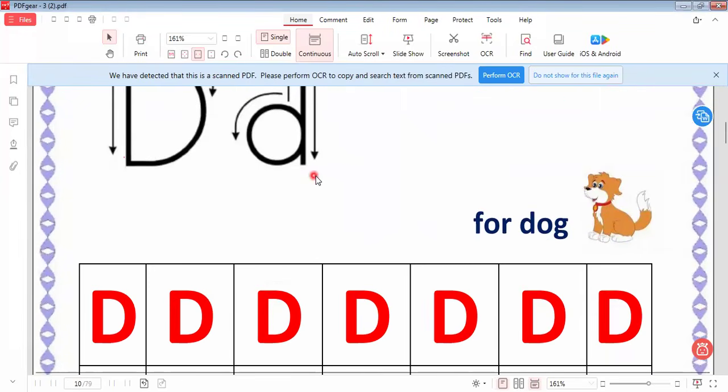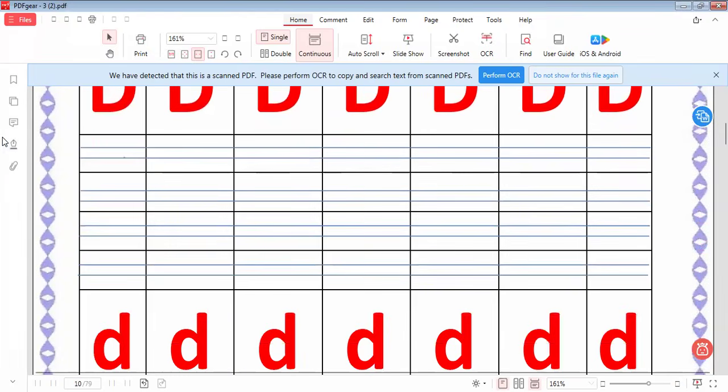Here is capital D and small d. How can I write capital D and small d? This is called capital D, and this is small d. Let's continue.